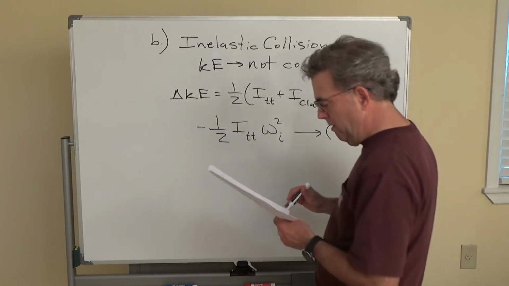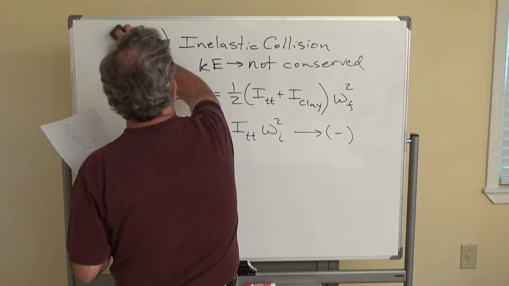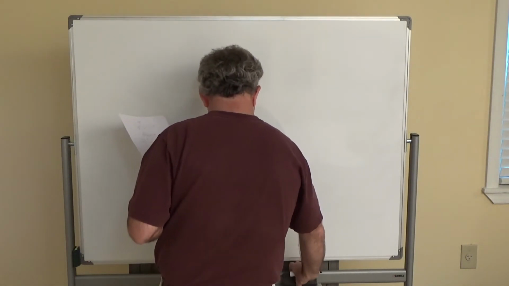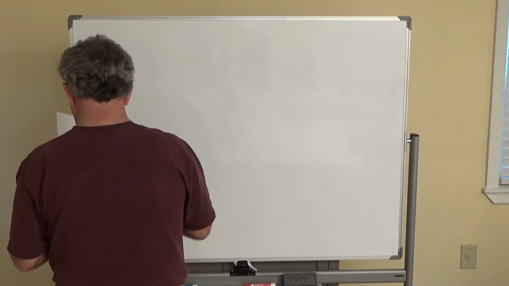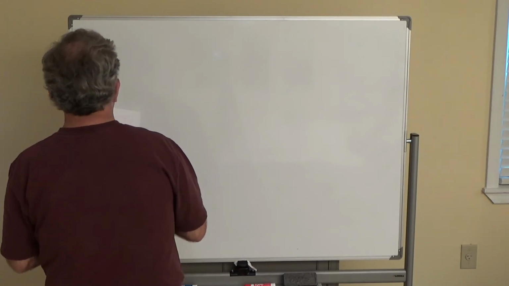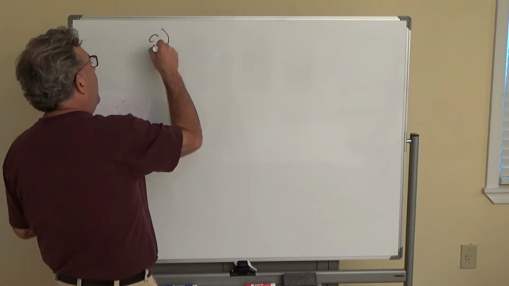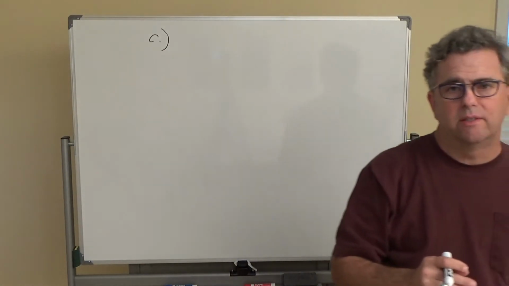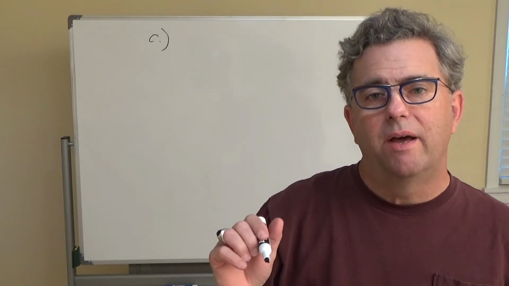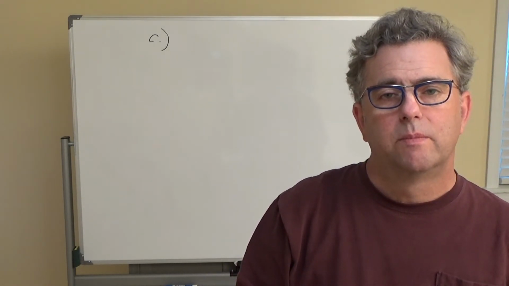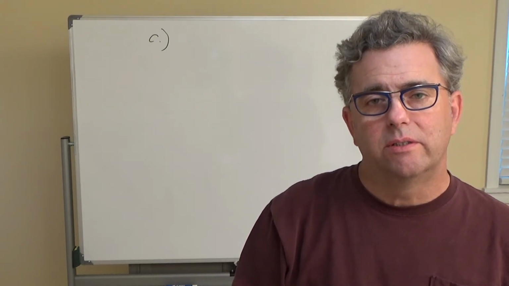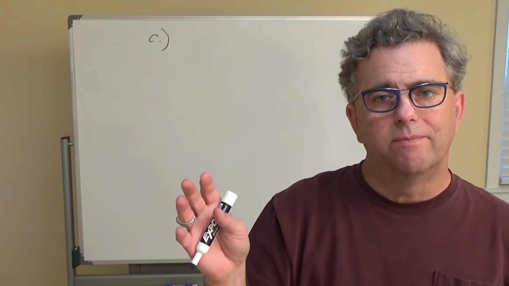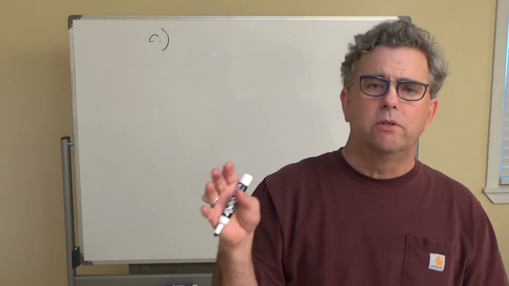All right. Part C. For part C, I think it's just a yes or no question. You're asked, is the system's momentum constant? What they're talking about is the linear momentum. Angular momentum was constant. The L initial equals L final. But the linear momentum of the system did change.